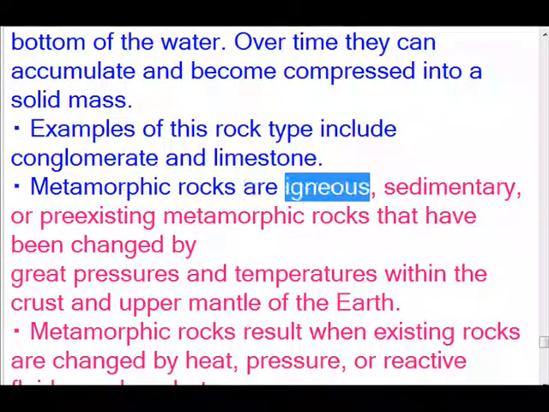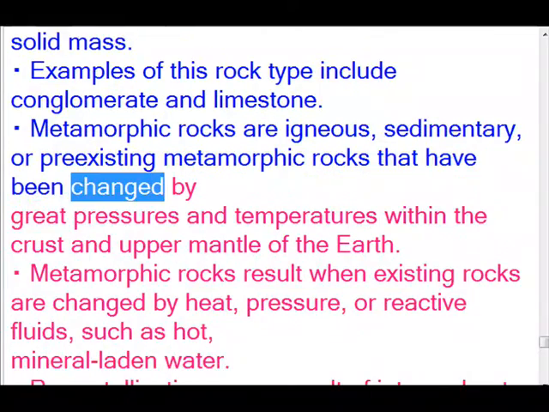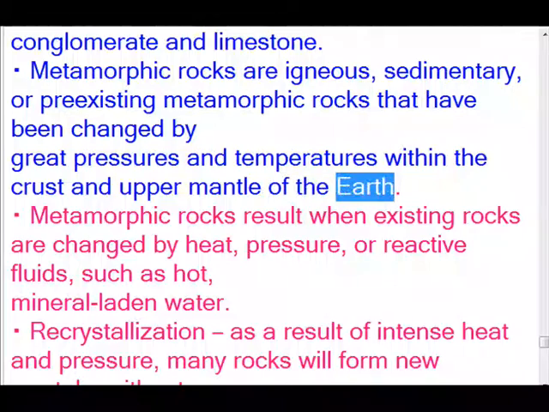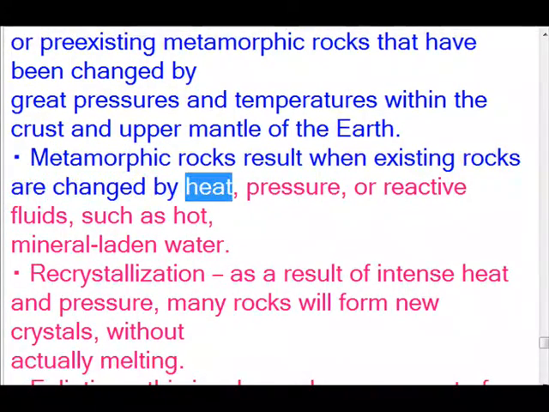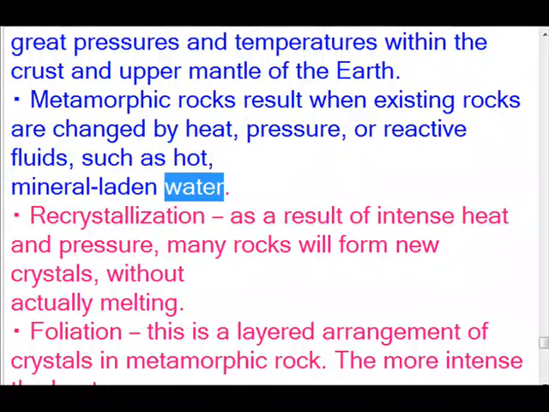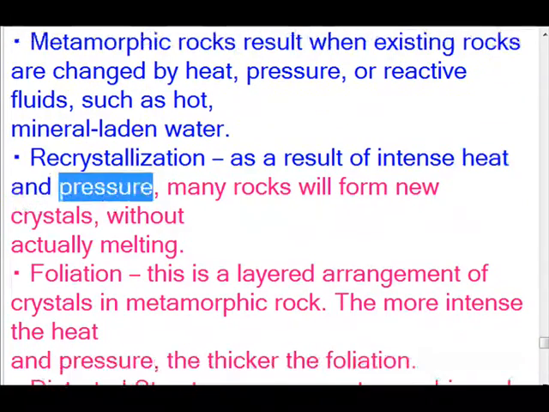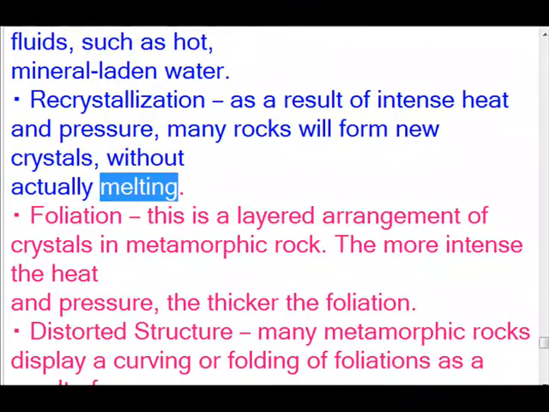Metamorphic rocks are igneous, sedimentary, or pre-existing metamorphic rocks that have been changed by great pressures and temperatures within the crust and upper mantle of the earth. Metamorphic rocks result when existing rocks are changed by heat, pressure, or reactive fluids, such as hot, mineral-laden water. Through crystallization, as a result of intense heat and pressure, many rocks will form new crystals without actually melting.